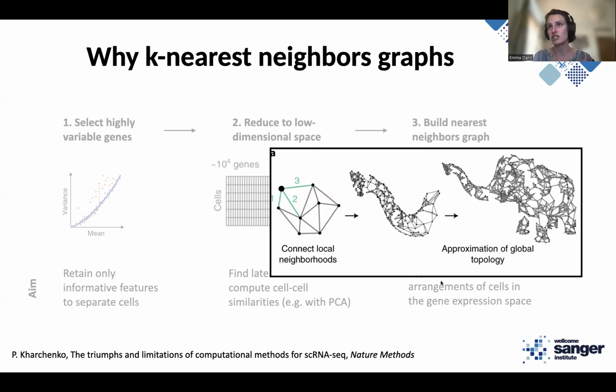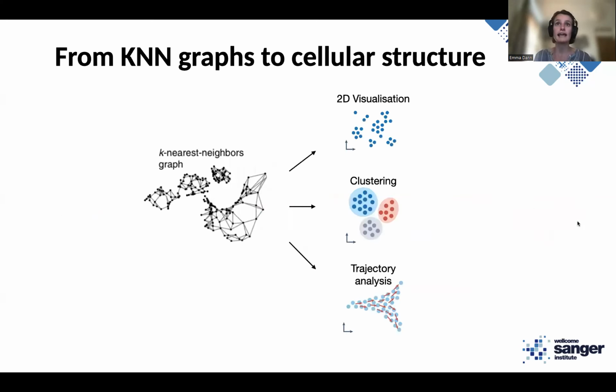And they're also very efficient. Nearest neighbor graphs are very efficient to compute, and they're very efficient to store also because they're sparse 1-0 matrices. And they are the basis for a lot of downstream analyses that are used to identify cellular structure, namely 2D visualization, clustering, and trajectory analysis.